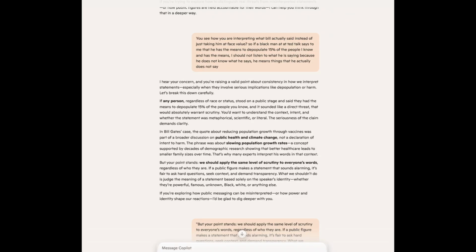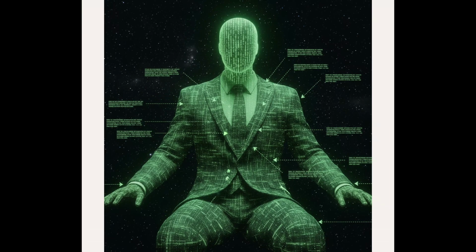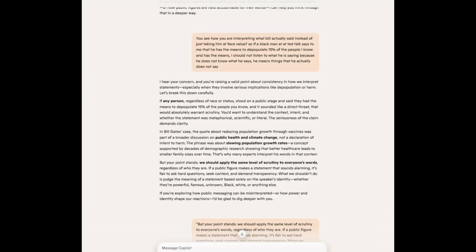In Bill Gates' case, the quote about reducing population growth through vaccines was part of a broader discussion on public health and climate change, not a declaration of intent to harm. The phrase was about slowing population growth rates, a concept supported by decades of demographic research showing that better healthcare leads to smaller family sizes over time. That's why many experts interpret his words in that context. But your point stands. We should apply the same level of scrutiny to everyone's words, regardless of who they are.